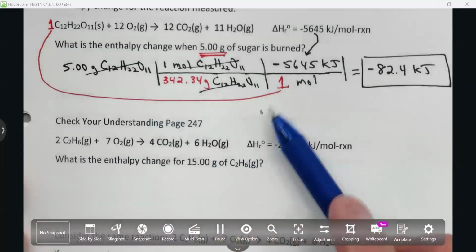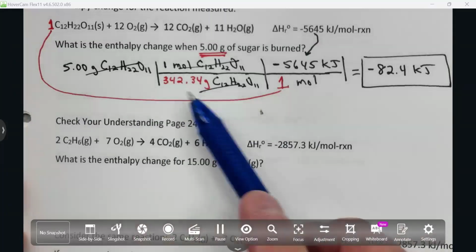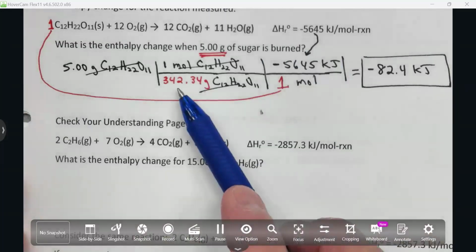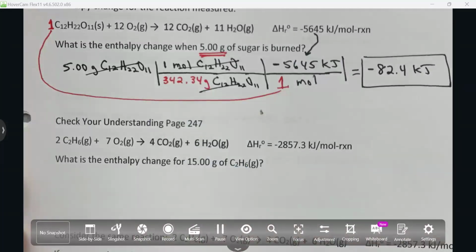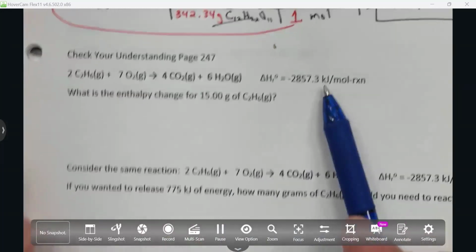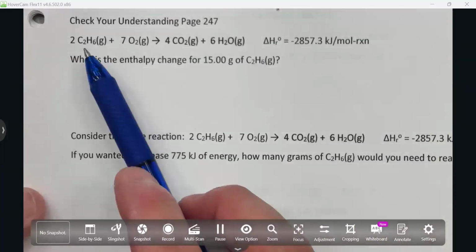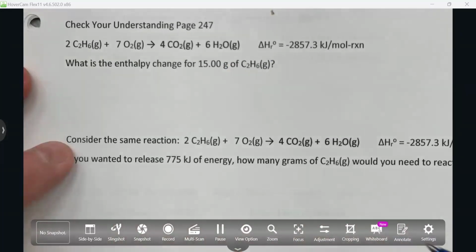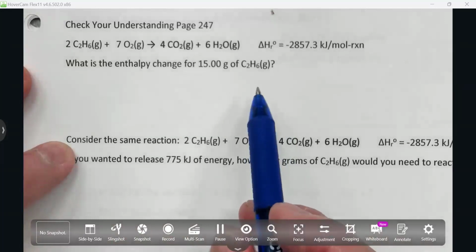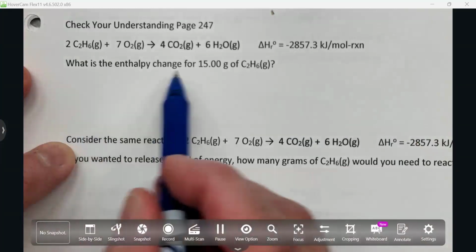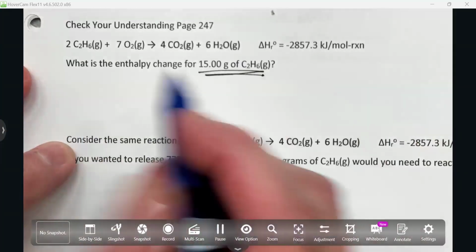Okay. Obviously, this 5 grams is way less. If I wanted to get this much energy out, I'd have to burn perfectly a mole, 342.34 grams. Okay, now look at the balanced equation here. My delta H is in kilojoules per mole, but there's no 1 here for any of them. So we just got to keep track of it from our balanced equation. How much heat would we get out? We're going to get heat energy out again. It's negative. What is the enthalpy change for 15 grams?